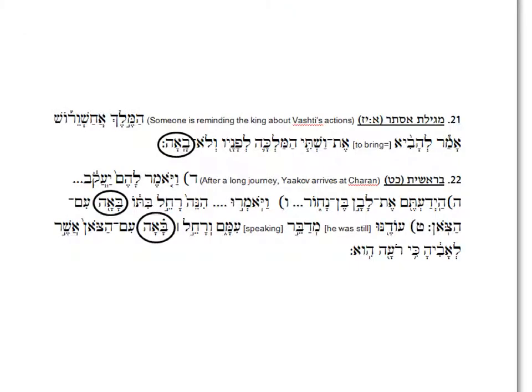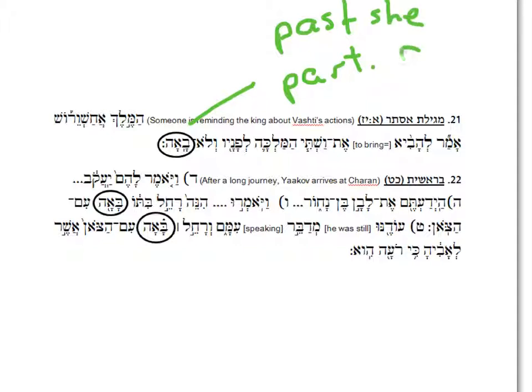Let's look at number 21. In Megillat Esther, someone is reminding the king about Queen Vashti's actions. Hamelech Achashverosh, the king Achashverosh, amar, said, l'havi et Vashti hamalka, to bring Vashti the queen, lifanav, before him, velo ba'a. So my question is, the word ba'a here, right? Is it past tense or is it a participle? Past tense for she, or a participle feminine singular.